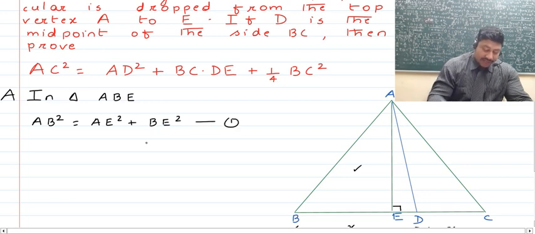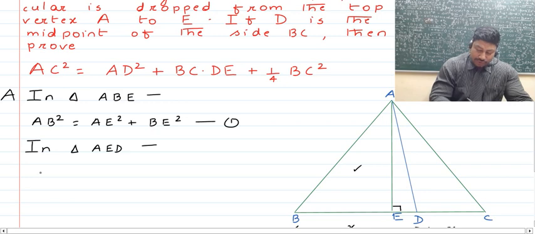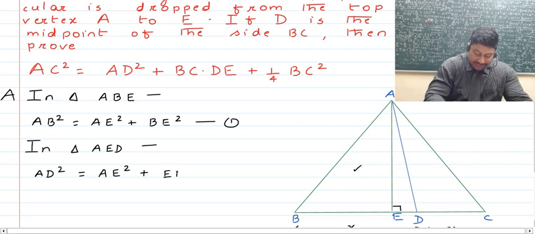This, guys, is going to become the first equation, and obviously this is by the Pythagoras theorem. Next, children, we will talk about the next right angle triangle. The next right angle triangle is AED. So we will talk about triangle AED, and in that we have the hypotenuse to be AD, and its square will be equal to the sum of the squares of the other sides, that is AE, the perpendicular, squared, plus the base, which is ED squared, right? So this, guys, is going to become the second equation.